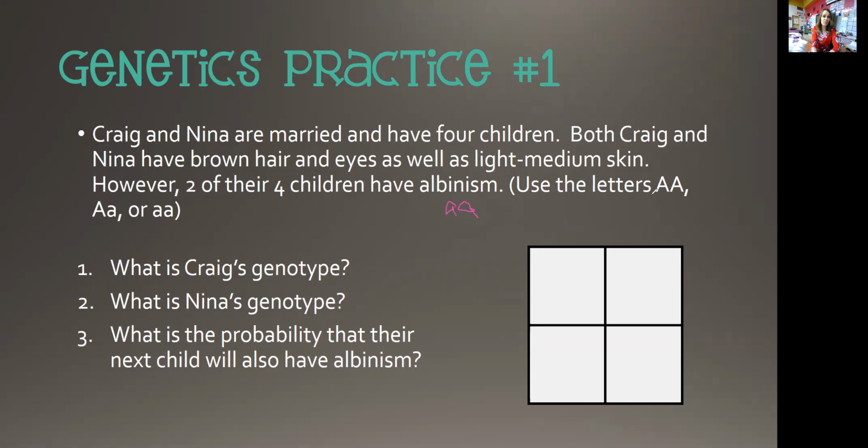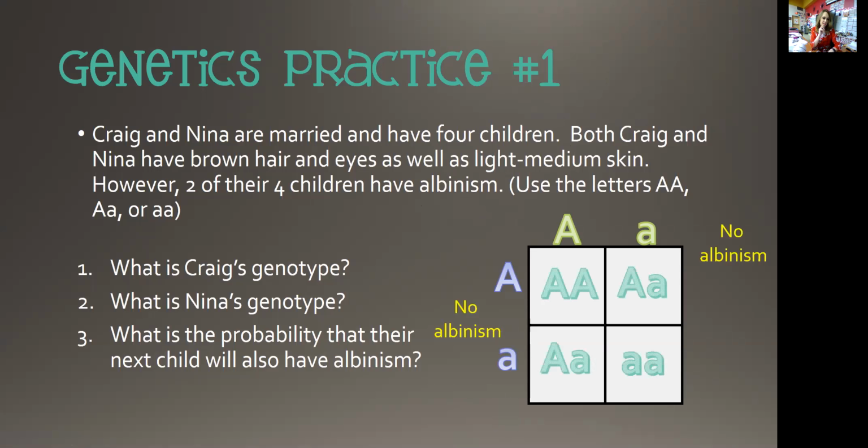So in order for them to get little a, what genotypes do their parents need to have? Well, it's going to be a dominant and a recessive because they have to have a recessive. Again, a dominant and a recessive. And our Punnett square looks like this. So Craig's genotype would be big A, little a. Nina's genotype would be big A, little a, because they both have to contribute a recessive allele so that their kids can actually inherit that and have albinism.